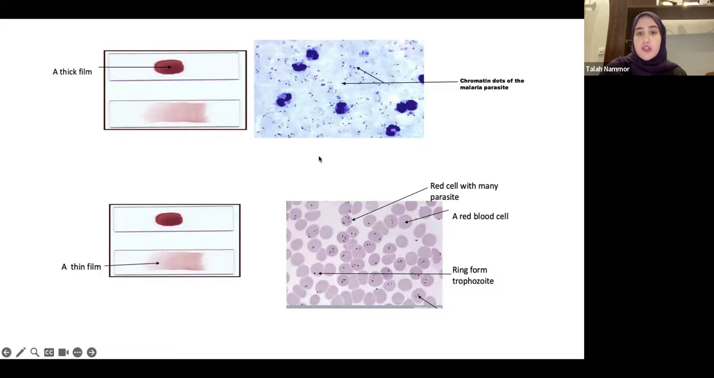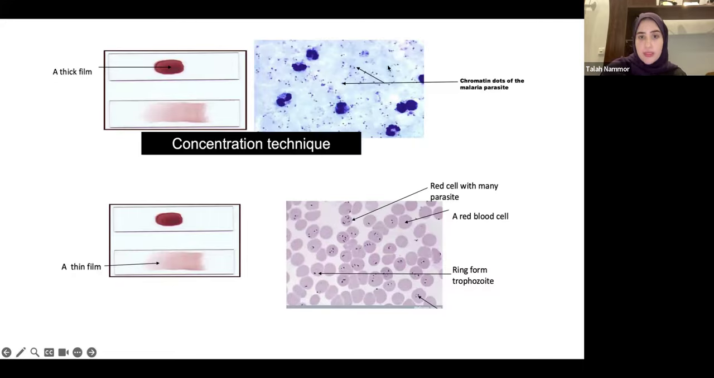So if we do a thick film, we're trying to just concentrate it, so we see it from afar. We're breaking the RBCs, so you don't see the RBC. Like you see here, we have RBCs and we have this very beautiful ring from the trophozoites. But here no, here we're crushing the RBCs and we're just seeing how much we have. We want to see the parasitemia, how heavy is the infection. Here in the thin film, we see these beautiful rings from the trophozoites, and these are the very characteristic look for malaria, or Plasmodium.